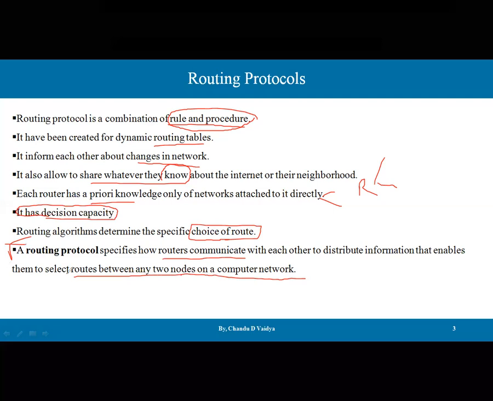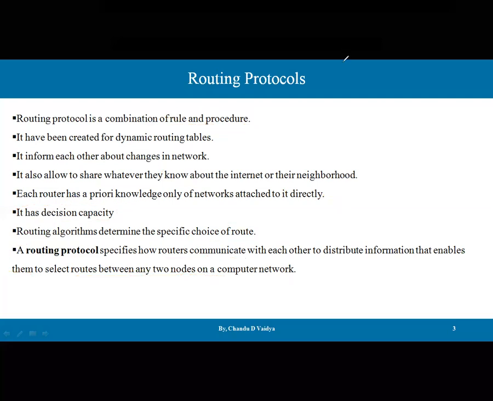So here we can say an ultimate definition is that it specifies how routers communicate with each other to distribute the knowledge they have among their neighbors, okay, on the same network or maybe a different network. Generally, it is on the same network. So these are the few definitions of the routing protocol, guys.